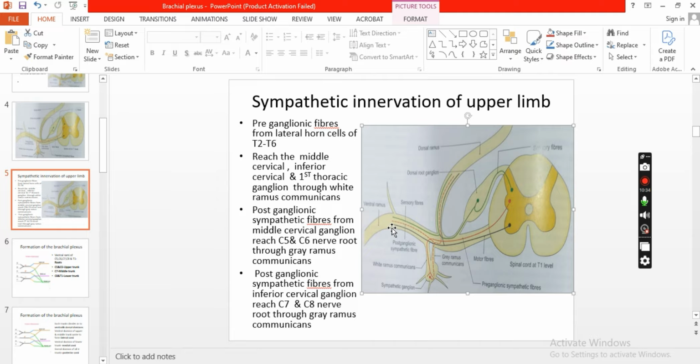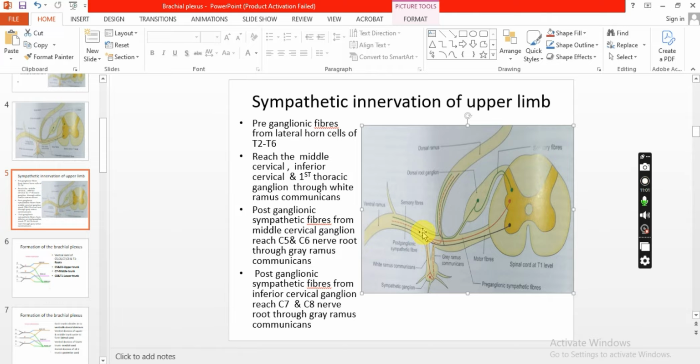So the fibers which supply the blood vessels are vasomotor. The ones which supply the arrector pili muscle in the skin are called pilomotor. The ones which supply the sweat glands are called sudomotor. Okay. So here we are talking about the ventral ramus of the spinal nerve.